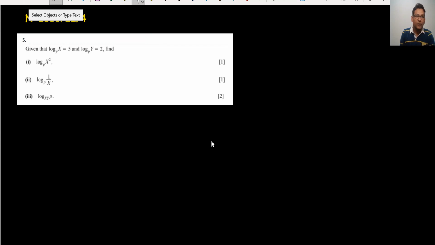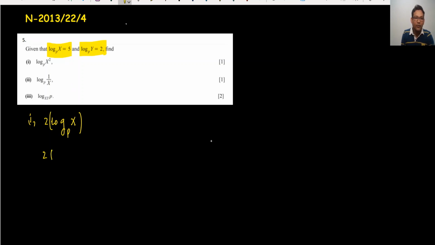These questions are very important because we do not have this type of question in the book. So this is question number 4, paper 2, variant 2, November 2013. Starting with the first part: log base p of x squared. Here, the values of log p x and log p y are given, and we have to use them. So in log p of x squared, the square will become the coefficient, and we know the value of log p x is 5, so it's coming 10, and we did the first part. Second part, log p.